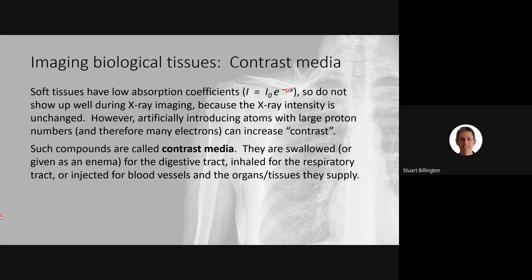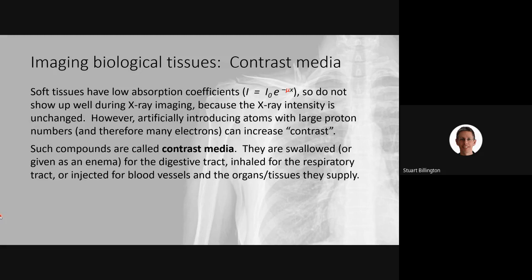So for instance, imagine your digestive tract. It is basically a tube running from the top of your body to the bottom of your body, and what's inside the tube is technically outside your body. The opening of the tube is at one end of you, and the other opening of the tube is at the other end of you, and we can pour stuff down that tube and it'll go in one end and come out the other end, and it doesn't get inside your body. But while it's there, it will absorb X-rays.